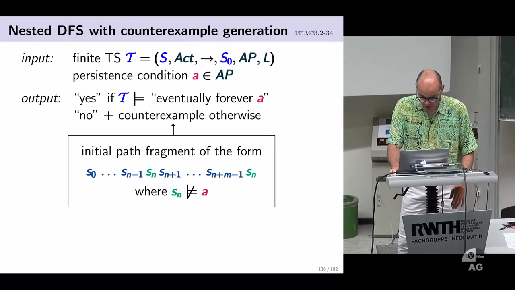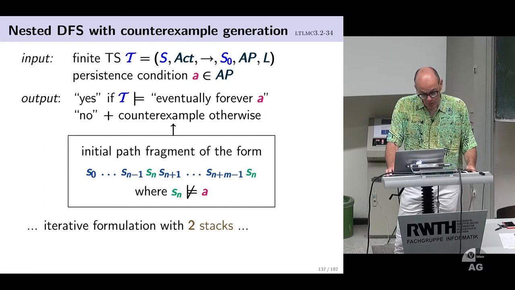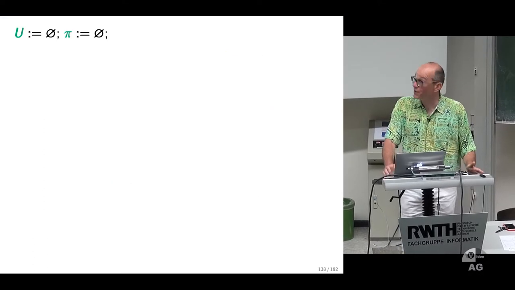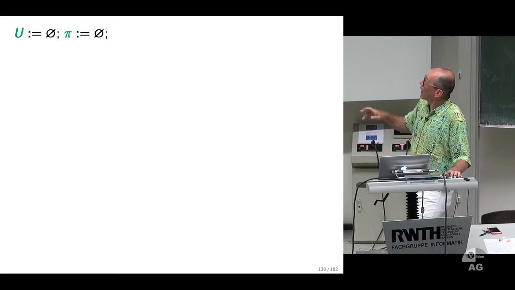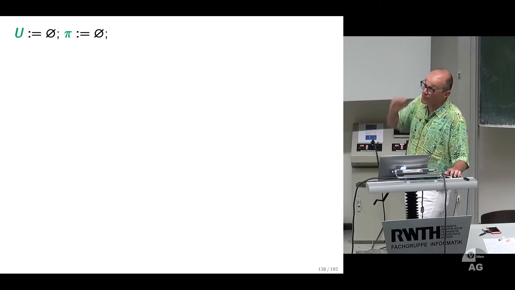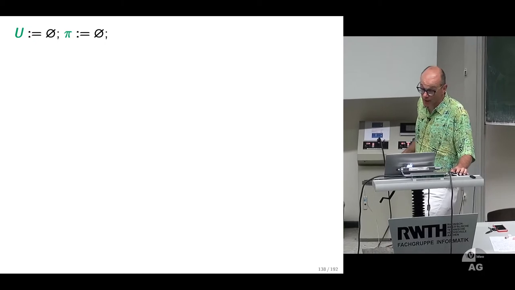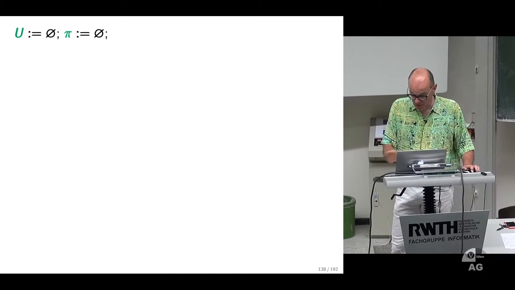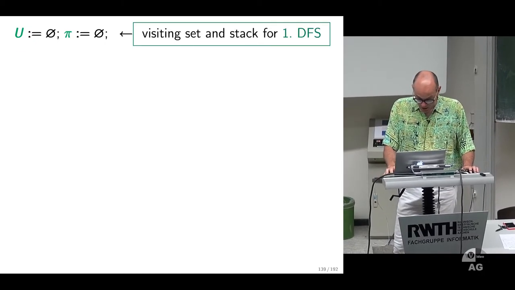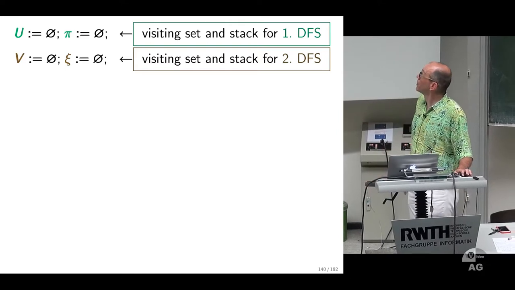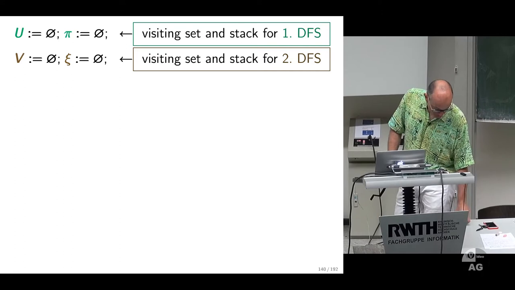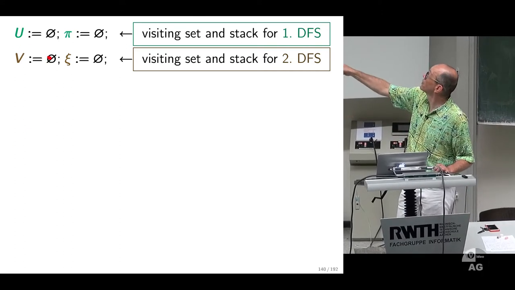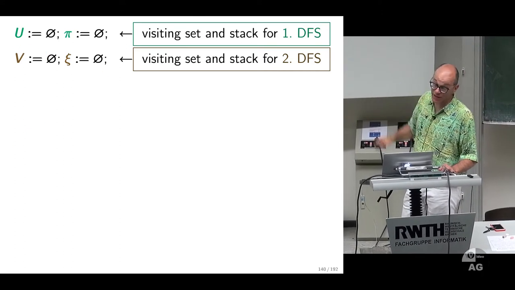Good, so we get this initial path fragment. We formulate this with two stacks. So this is how it works. We have this set of states U visited in the outermost depth first search. We now keep track of the stack. The stack is here, pi, and initially the stack is empty. Then I do the same for the purple. So the innermost depth first search, initially I have not visited any state. So V equals the empty set, and initially that stack is empty.